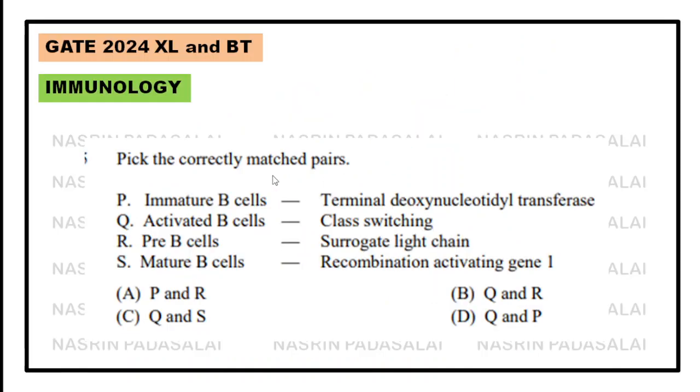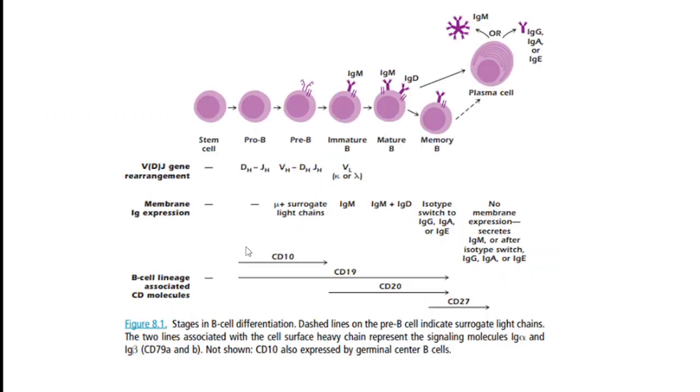Next, pick the correctly matched pair. The correctly matched pairs are Q and R. Activated B cells alone have the capacity to undergo class switching, and pre-B cells are made up of surrogate light chain. So the order is: first pro, next pre, next immature, next mature.